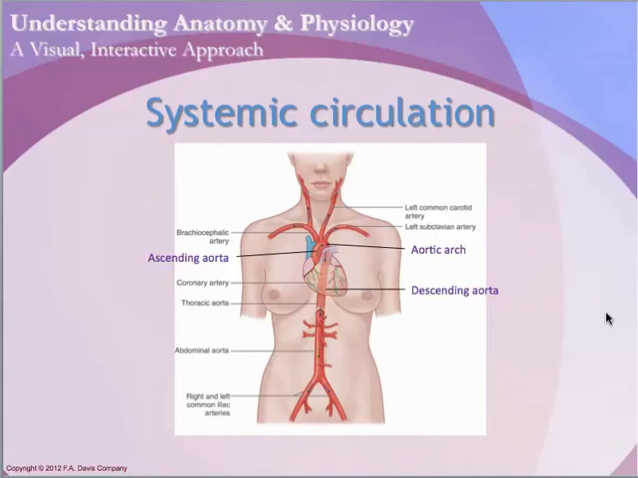Then it becomes the descending aorta, which travels downward past the heart through the thoracic and abdominal cavities. It's called the thoracic aorta above the diaphragm and the abdominal aorta below the diaphragm. Then it goes down farther to branch into the right and left common iliac arteries, which supply the lower half of the body with blood.